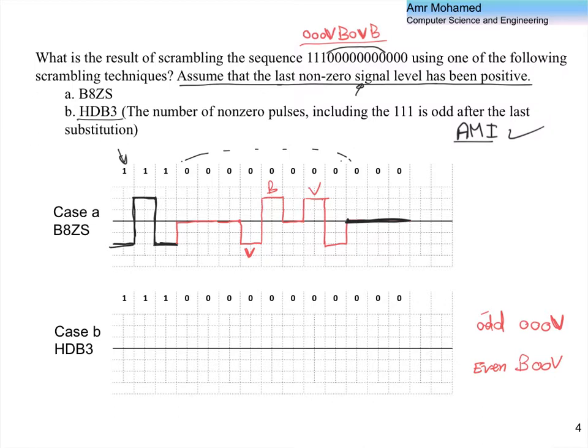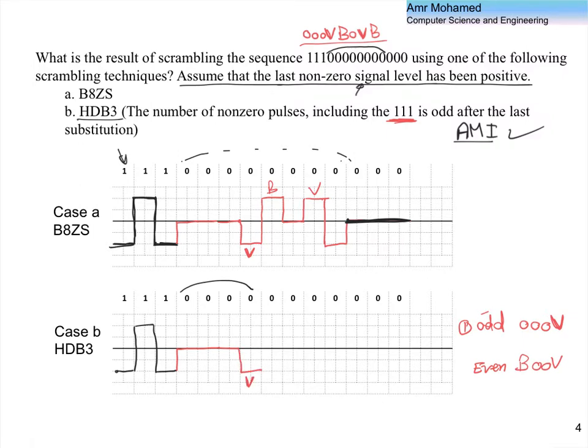Okay, so now we go here, and now we do the same. So we have positive, negative, and then positive, and then negative, right? And then we have to convert these 4 zero bits. All right. So now, the number of non-zero pulses, including the 111, is odd. Okay. So it's odd. So we go here. So it becomes 0, 0, 0, and then violate. So this is violate. Okay.